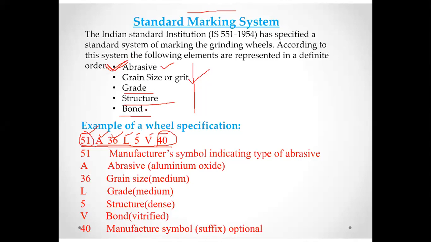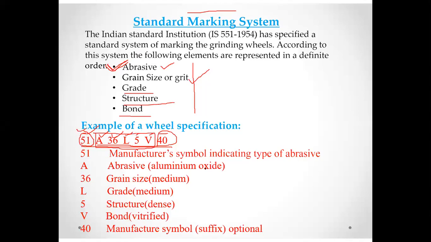So which kind of bonding material? Last class we have seen different types of bonding: rubber bond, silicate bond, shellac bond, different kinds of bonding material. Which type of bonding material is there? Every bonding material is represented by one letter, as we have seen last class. The same thing is there. These center 5 represent the 5 we have seen.